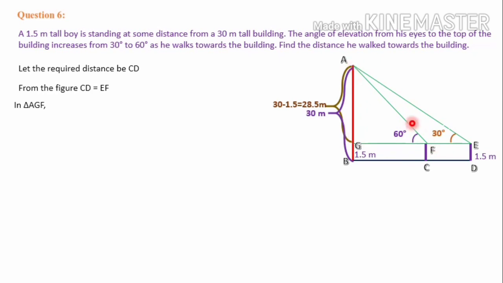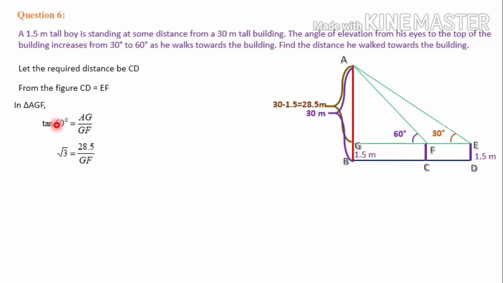Since there are two triangles, you must have a plan. Either you go with small to big or big to small. Small to big is always advisable. So the small triangle we can take is AGF, the first triangle. In triangle AGF, tan 60 is equal to AG by GF. Tan 60 we are taking because GF we need and AG we have. With respect to this 60, this is opposite, this is adjacent. So O by A relation is tan. So tan 60 is AG by GF.